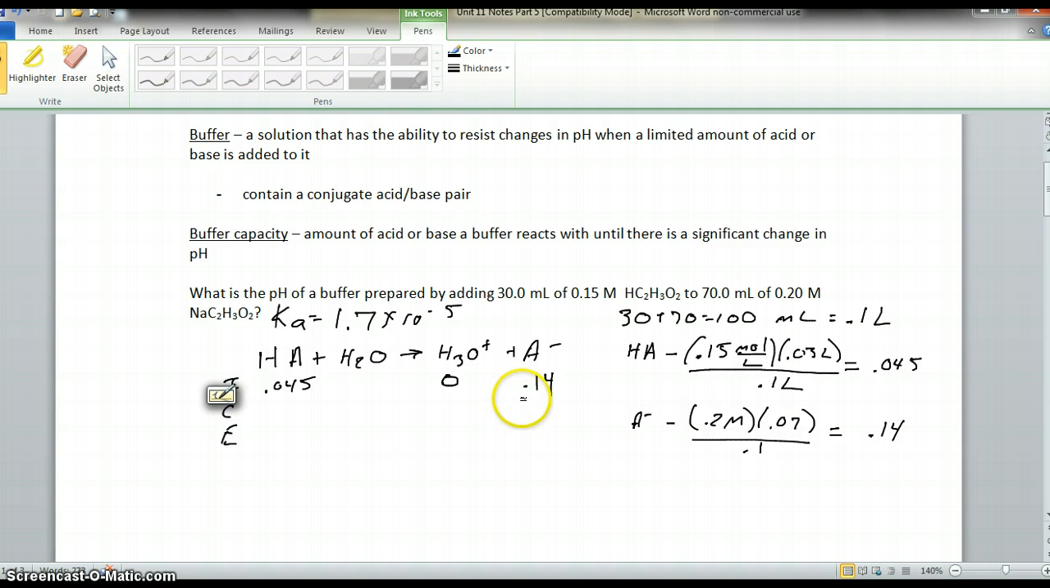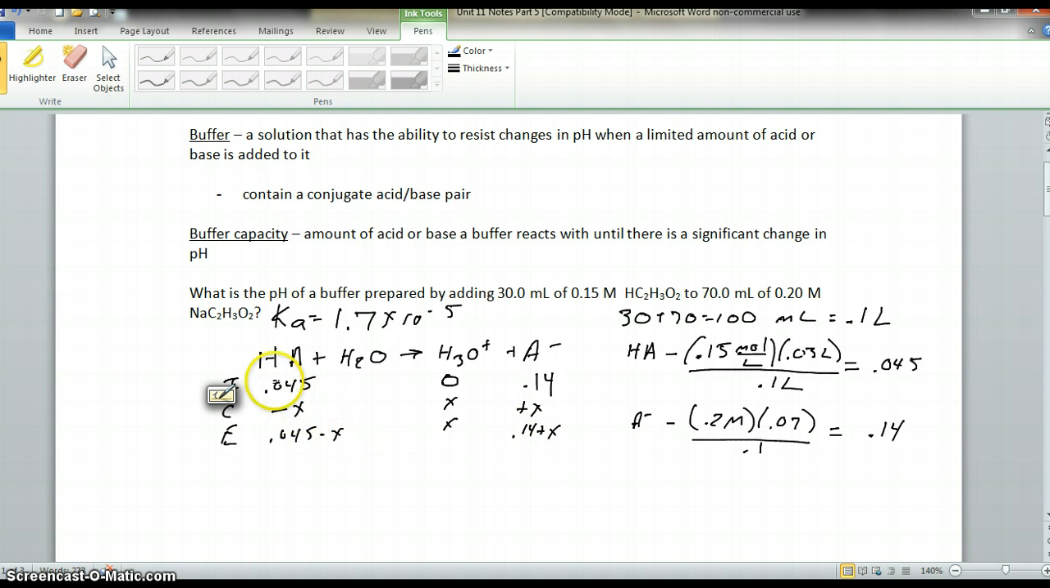Then you just go through and do your ICE chart the exact same way that you've been doing. You're going to lose X from the acid, and you're going to gain X, gain X, and this is 0.14 plus X. You need to solve for X because you're asked for pH, so you need to know what H3O plus is. You're going to do your products over your reactants. Now if you notice, we have the minus X here, the plus X here.